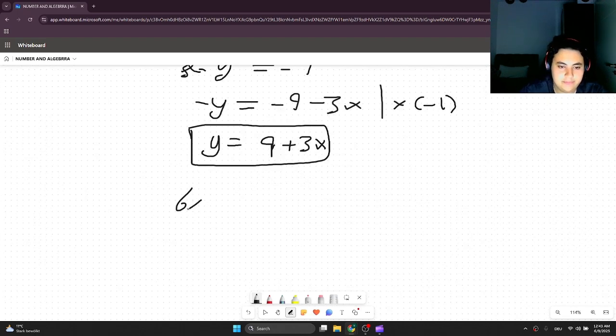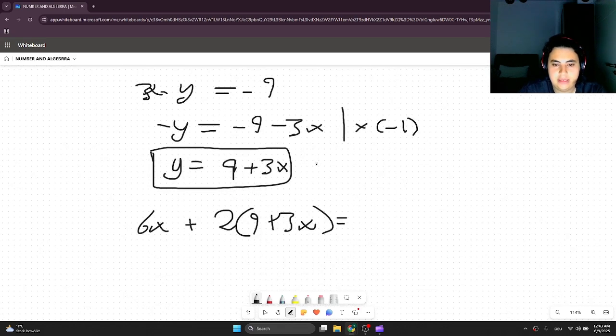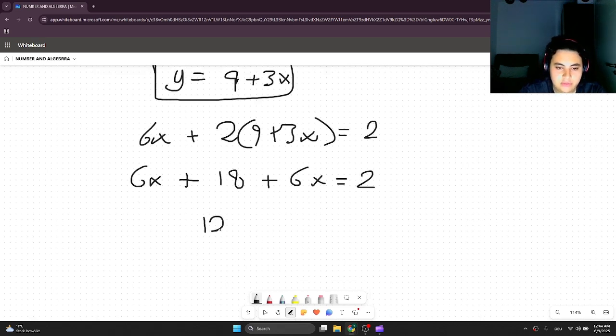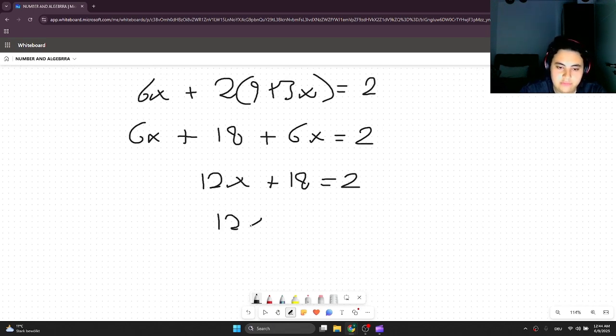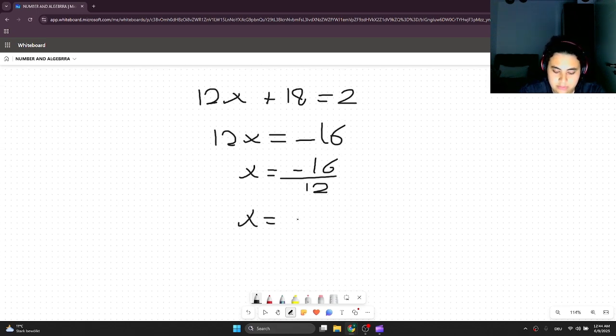So I have 6x plus 2y, so plus 2 times (9 plus 3x), is equal to 2. Let's expand. I have 6x plus 2 times 9 is 18, and then 2 times 3x is 6x, is equal to 2. 6x and 6x is 12x plus 18 equals 2. Then I'll minus 18, so I'll have 12x is equal to 2 minus 18, which is negative 16. Then I'll divide both sides by 12, so x is equal to negative 16 divided by 12, which is negative 4 over 3.